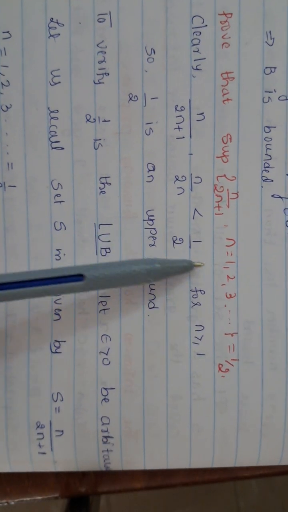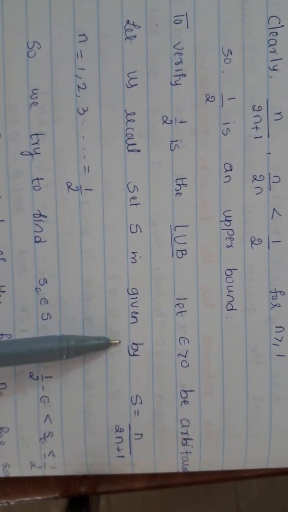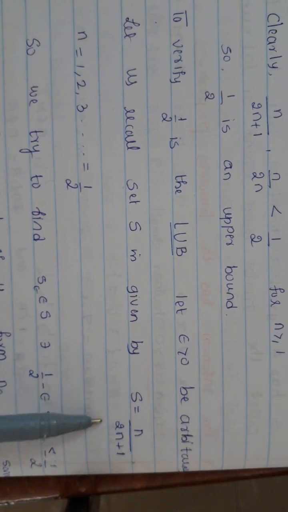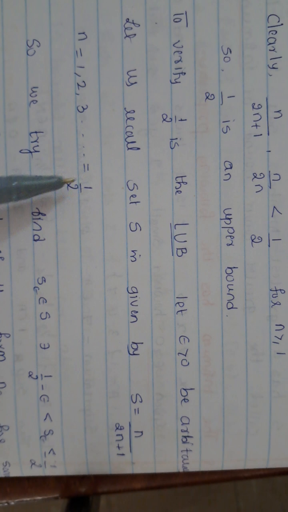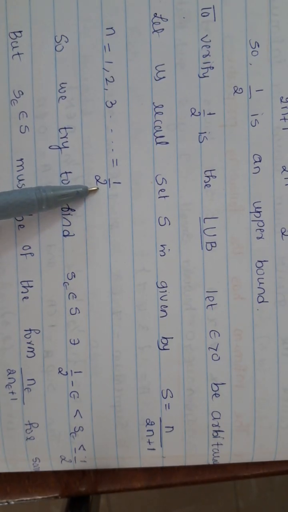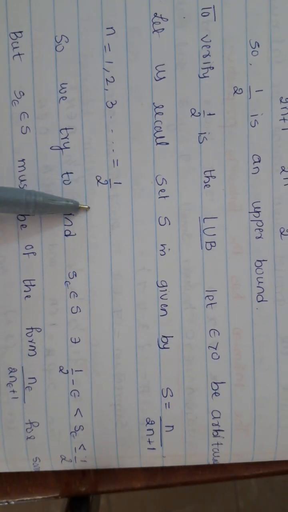To verify that this 1 by 2 is the least upper bound, let me choose some epsilon greater than 0 arbitrarily. Let us call the set S, given by S equal to n by 2n plus 1, where n is equal to 1, 2, 3 and so on. That's how we defined it. Now we try to find some S epsilon which belongs to S. To prove 1 by 2 is the least upper bound, I should try to find a number which is greater than 1 by 2 minus epsilon.